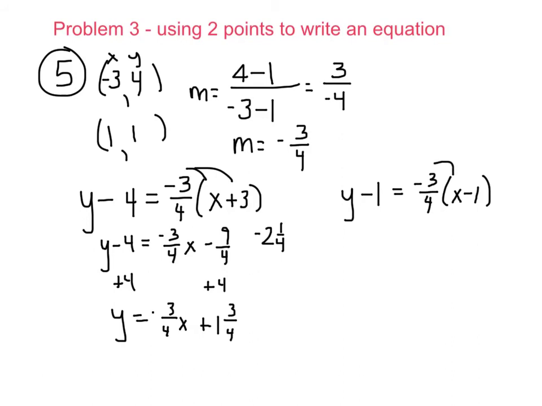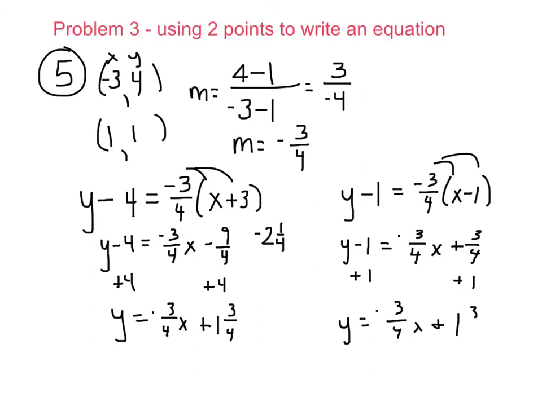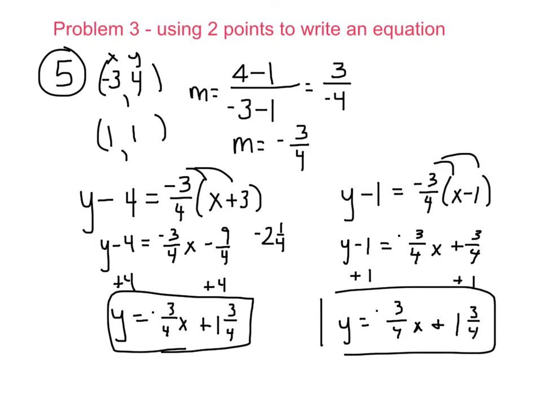Okay, over here, let's distribute the -3/4. Y minus 1 equals -3/4 x plus 3/4. I add 1 on both sides. Y equals -3/4 x plus 1 and 3/4. Look at what I have. Now, by the way, what kind of form are these in? These are in slope-intercept form. And they're both the same.